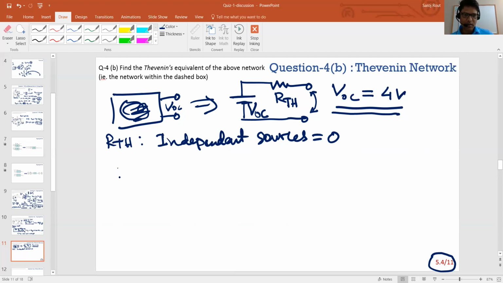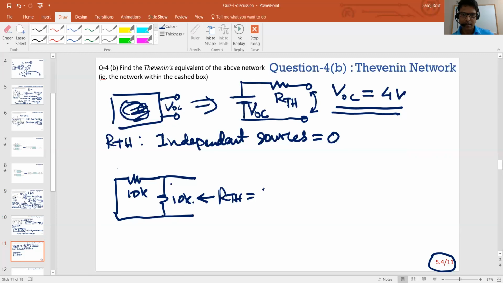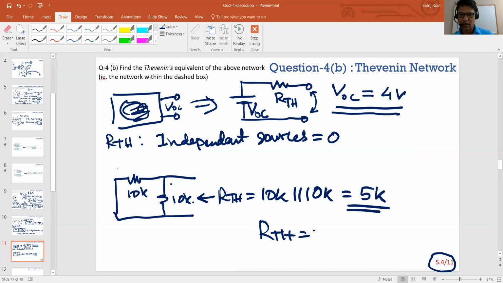So all independent sources 0. The voltage source becomes 0, and you have a 10K resistor here. The current source is open, and then you have another 10K resistor here, and you're trying to find this impedance, and that's nothing but 10K in parallel with another 10K, which is 5K, right? So this RTH is 5K. That's your Thevenin equivalent, right?